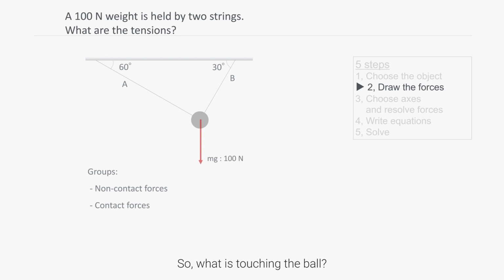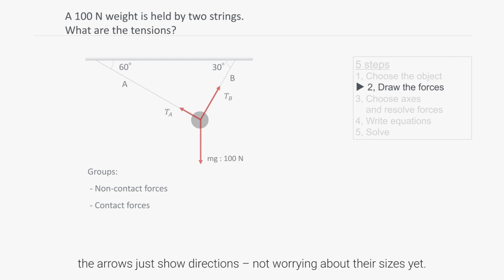Now for contact forces. If something is touching the object, assume it exerts a force. So what is touching the ball? The 2 strings. Tension A, pulling along this string. Tension B, pulling along the other. So on the ball, we have exactly 3 forces. For now, the arrows just show directions, not worrying about their sizes yet.